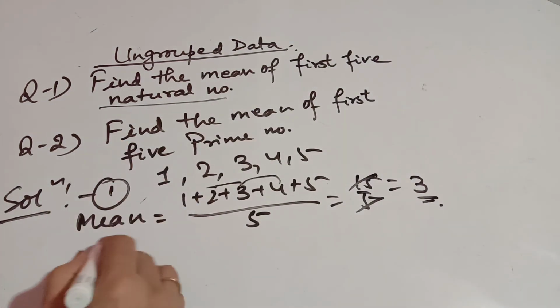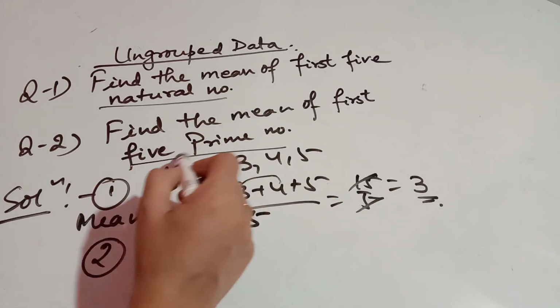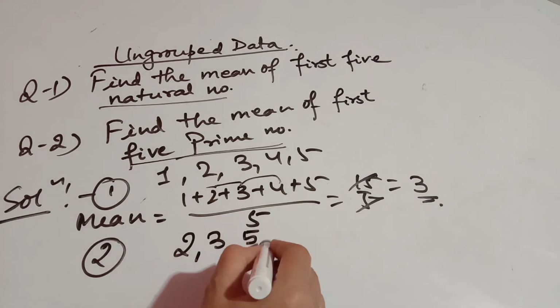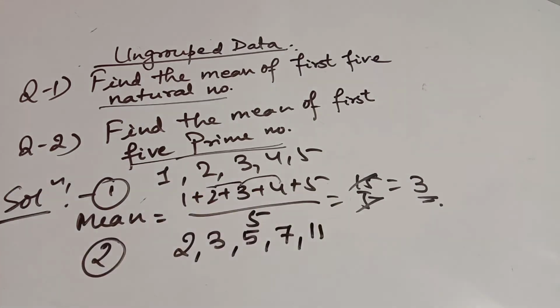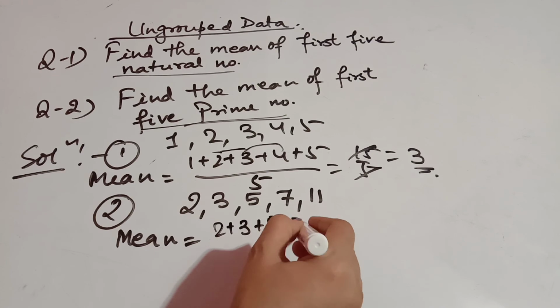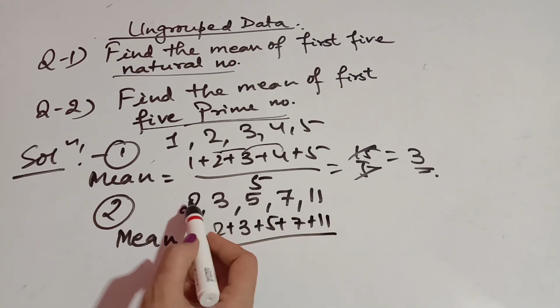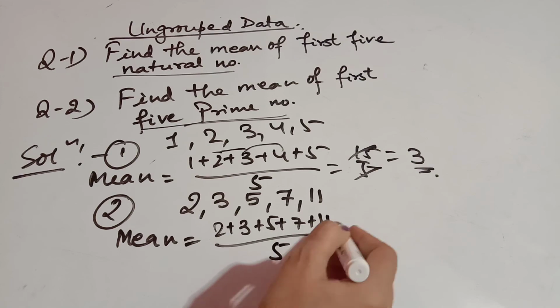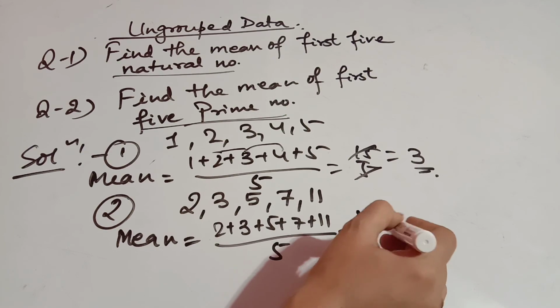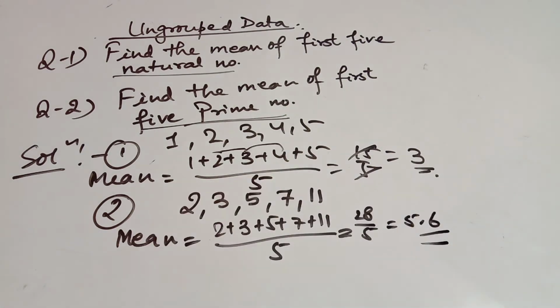Now the solution for the second question, find the mean of the first 5 prime numbers. You have to write the first 5 prime numbers: 2, 3, 5, 7, 11. Children, you're not supposed to write 1 here, because 1 is not considered a prime number. So mean is 2 plus 3 plus 5 plus 7 plus 11 divided by 5. Add all the values, it will be 28. So 28 by 5, 5.6 is the answer.